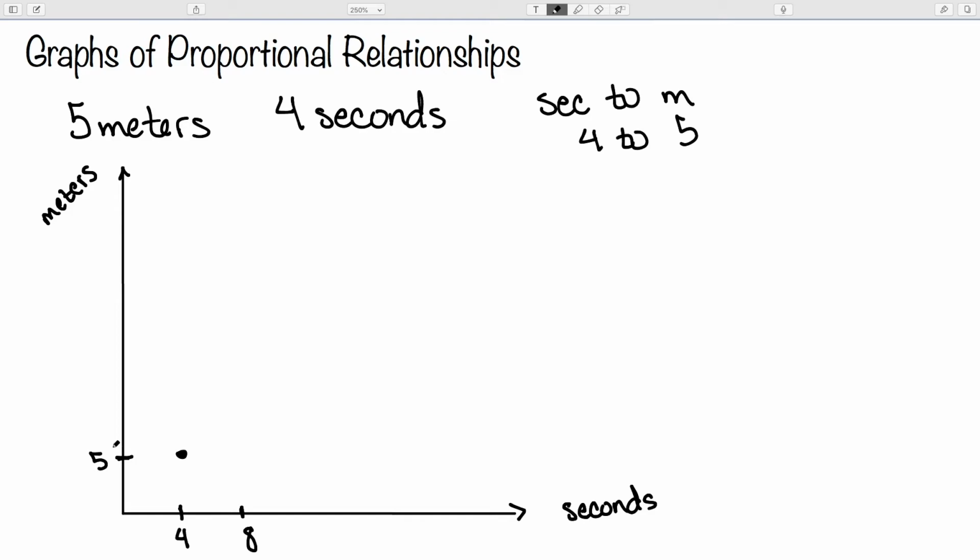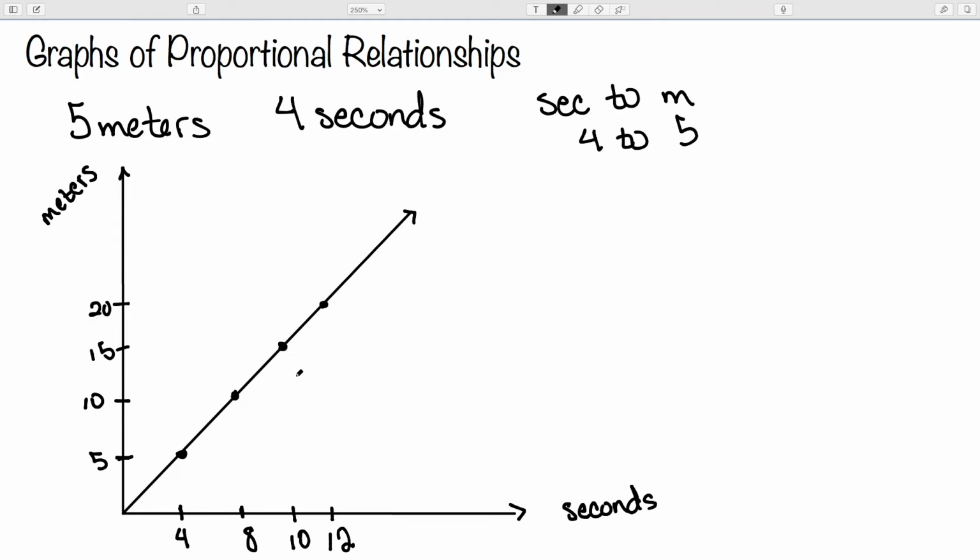If we swam for 8 seconds, that would be 10 meters. So we also have the point (8, 10). And we can keep going. And what's going to happen is that all of the points are going to be on a line that passes through the origin. So here would be 12 and 15. 20 meters would mean 12 seconds, etc. But all of the points are going to be on this line that passes through the origin.